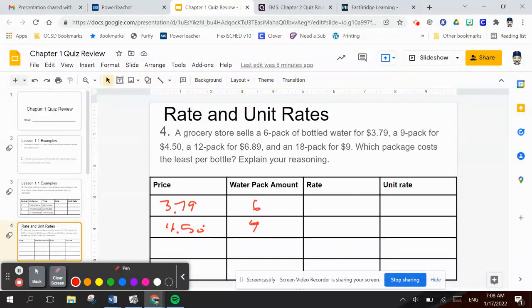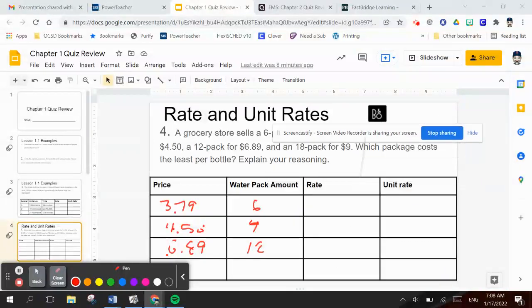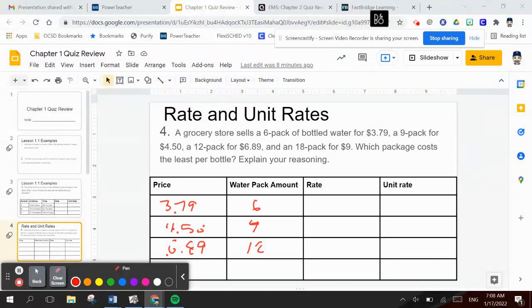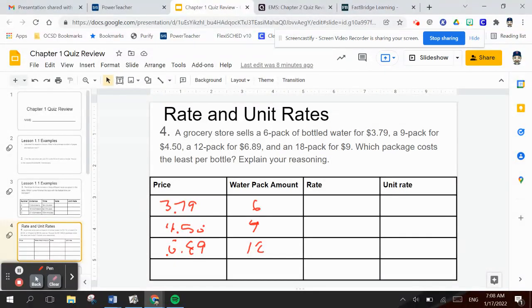I have $4.50 for 9 bottles. I have $6.89 for 12, and I have $9 for 18. So to find my rate, we want to know what is the package cost per bottle. So we want bottle as our denominator.